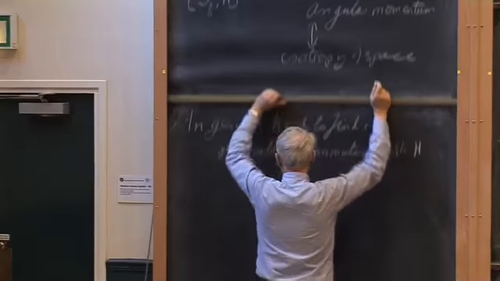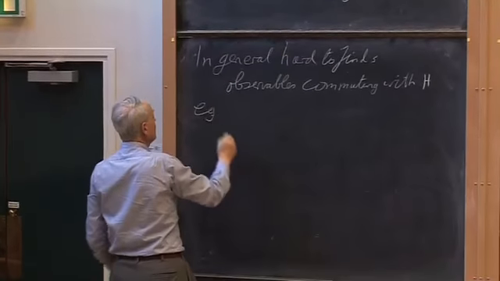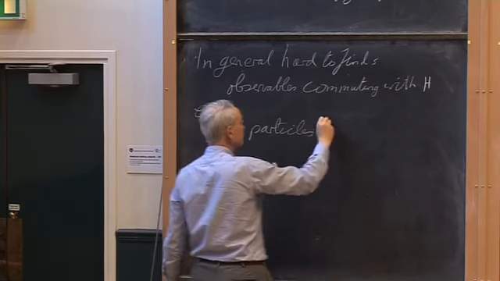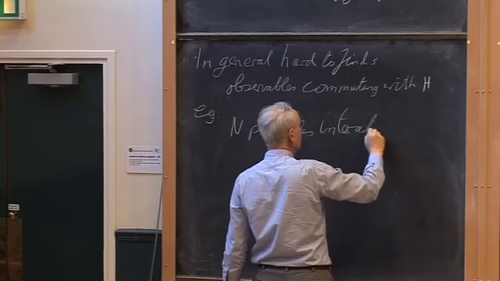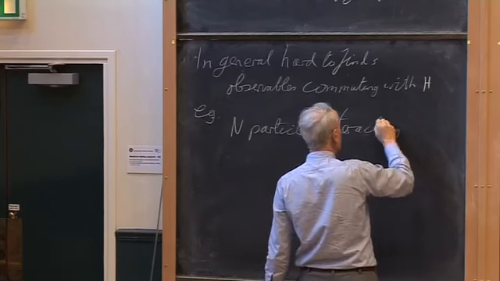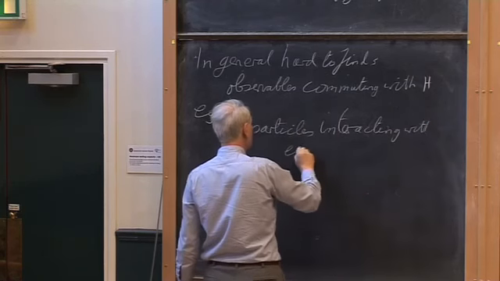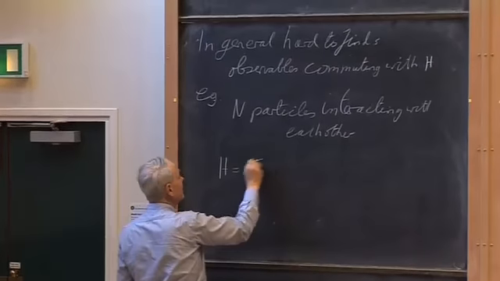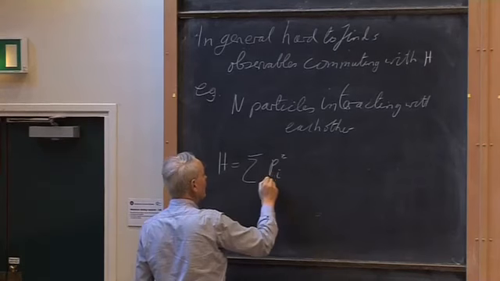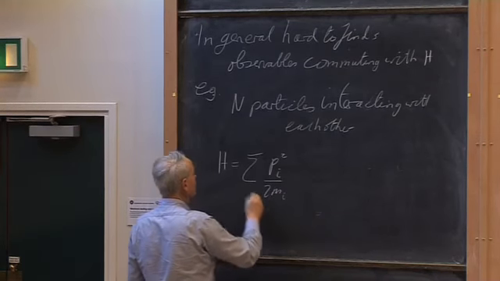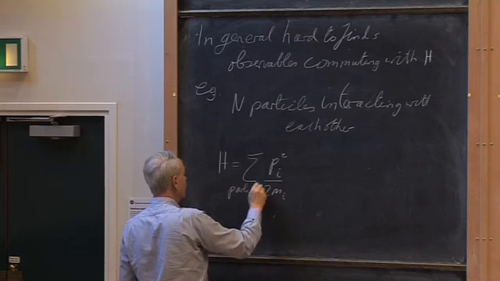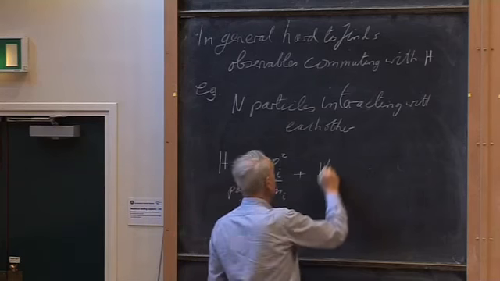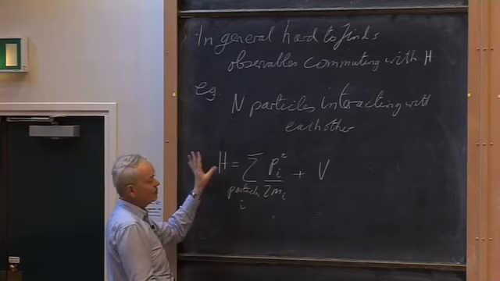But here's an example of when you can spot one. If you have n particles that interact with each other and nothing else, then the Hamiltonian of this system is the sum of p_i squared over 2m, summed over particles i. So this index here enumerates the particles, and that's the kinetic energy of each particle summed over particles, which makes the Hamiltonian of the whole system.